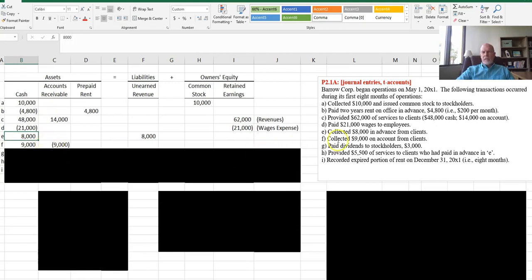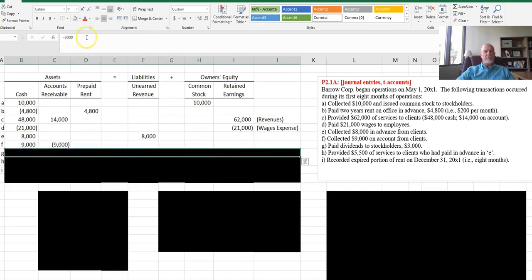Item G, we paid a dividend to the stockholders of $3,000. So we're going to subtract $3,000 from cash.